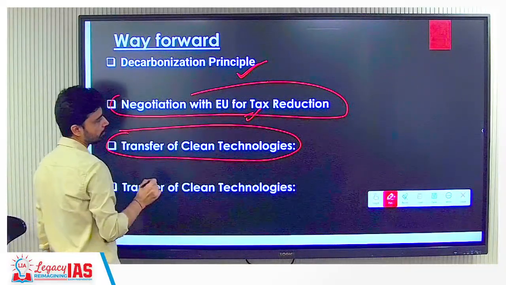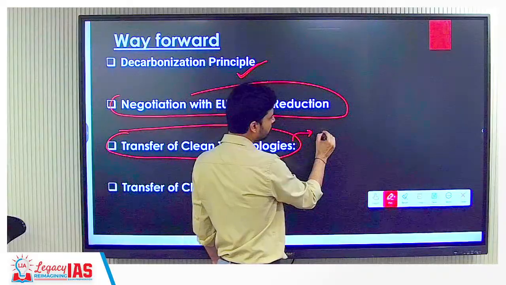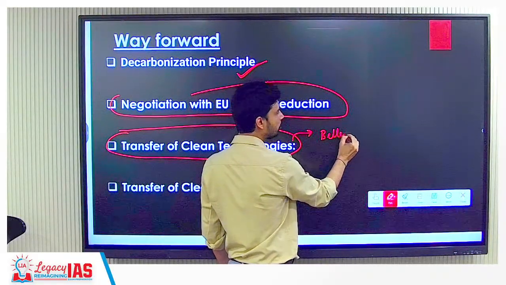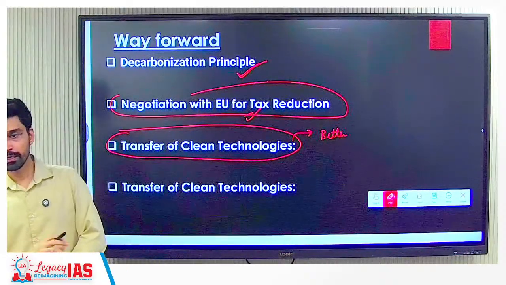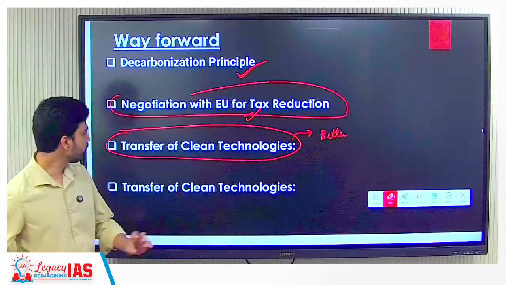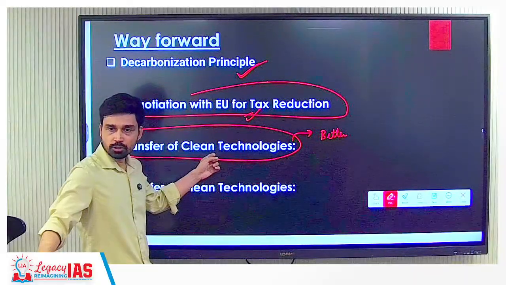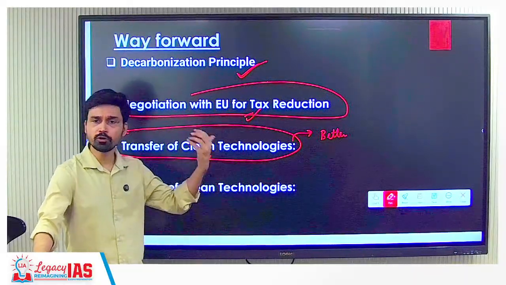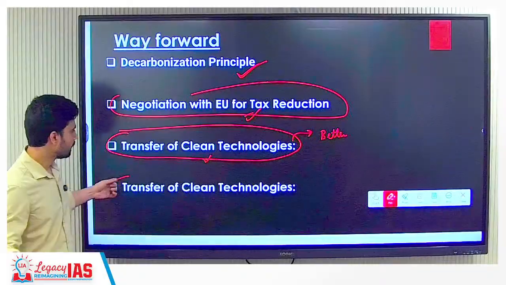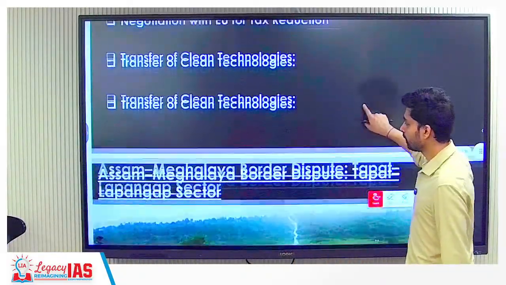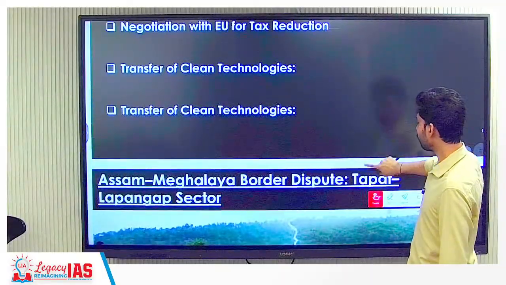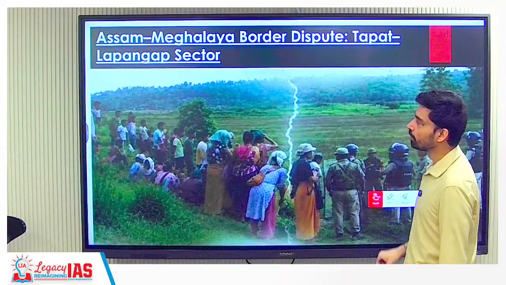Transfer of clean technology: European countries also have better technology, and if they want Indians also to produce cleaner materials, what should they do? Transfer that technology know-how to India, so we do not have to spend a lot of money on research and development. And the same thing, transfer of clean technology as such. So these should be the basis of further negotiations between India and the European Union.